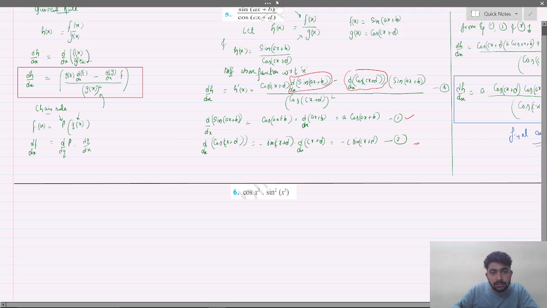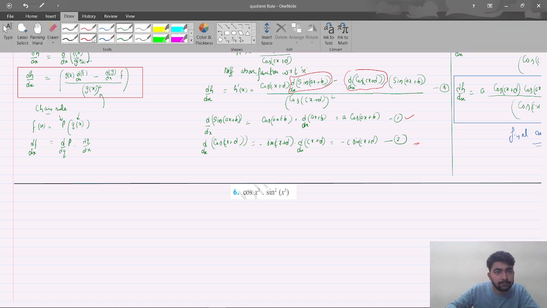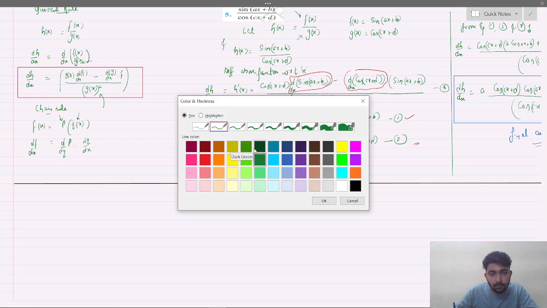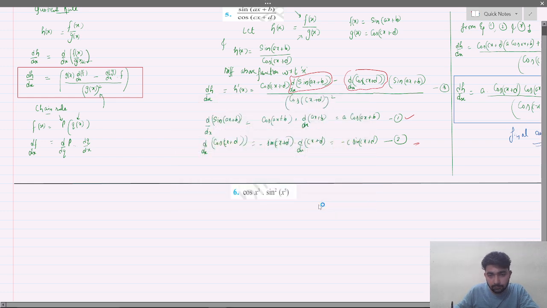So here it says, I'll change the color. I'll choose this one. Now listen. Here you can see you have a function given, f of x into g of x. Here the product is given. Here it is in quotient format. Here it is in product format, and I assume this is your h of x. Okay, h of x equal to f of x into g of x. So the product rule we need to apply here.